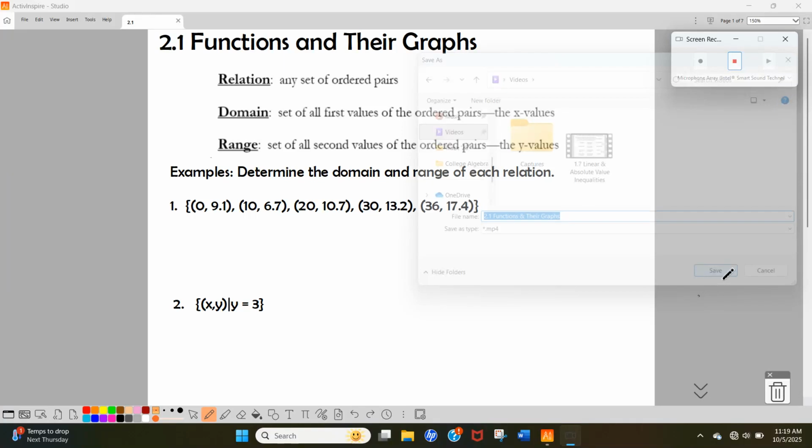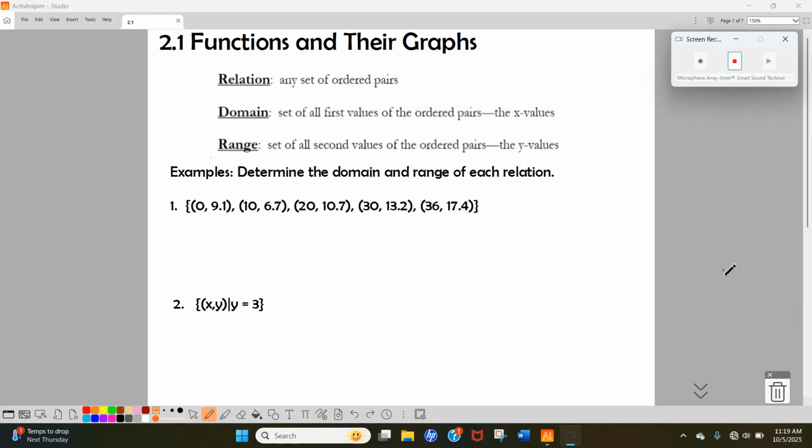All right, so 2.1, functions and their graphs. So remember that we have relations that are any set of ordered pairs. And the domain of that is the x's, the first coordinates, and the range is the y's, or the second coordinates. And then a function is a special kind of relation where your x's don't repeat. We'll talk about that on the next slide.